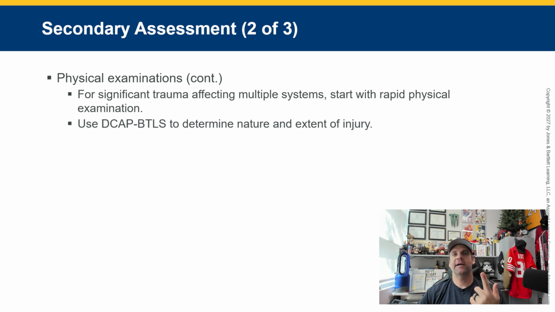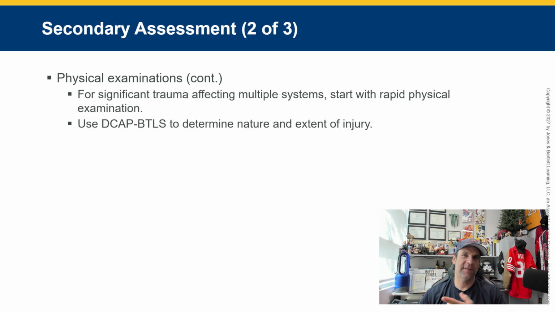But as I talked about, look for your DCAP-BTLS. If we have a significant mechanism, you do want to do a head to toe assessment, doing your DCAP-BTLS, starting at the head, neck, then going to your chest, abdomen, pelvis, legs, arms, and then the back as needed. Typically before you put them on a backboard, it all depends on the situation, and then assess the back, okay?